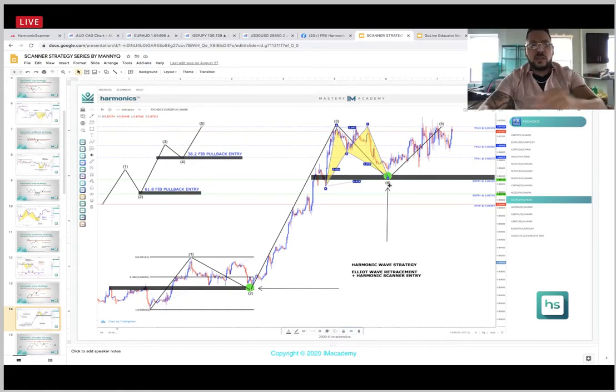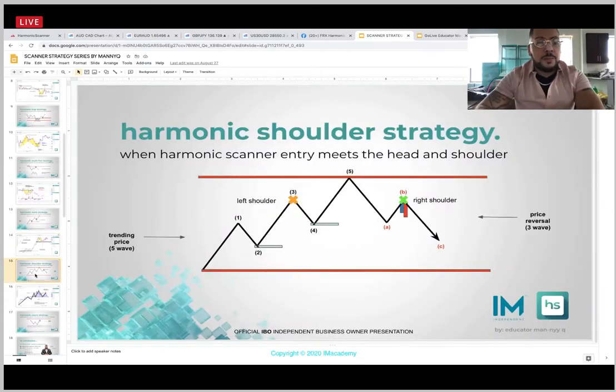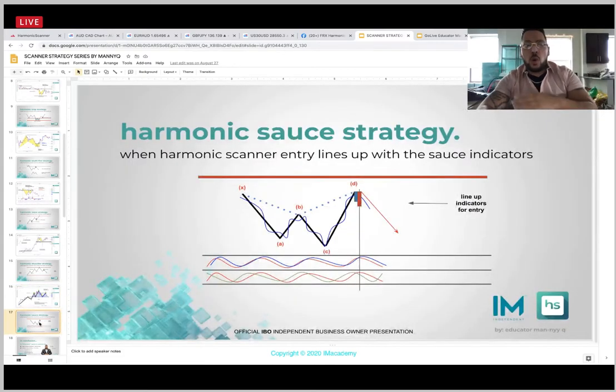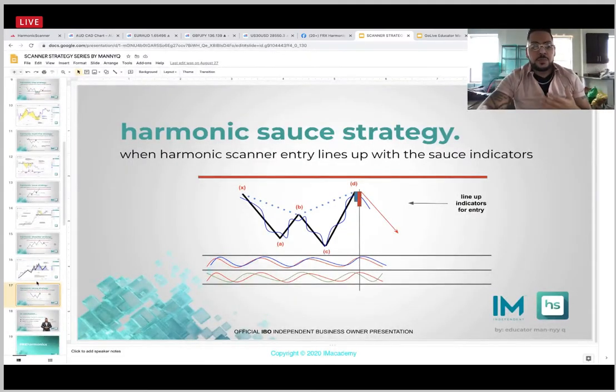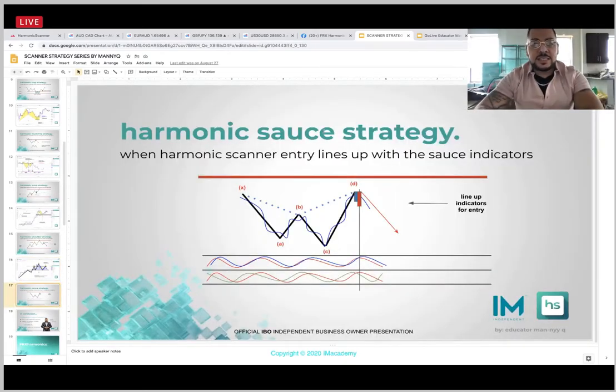That's another overlay. And then one more overlay that we have, shout out to Oren Wright, is the Harmonic Shoulder strategy. This is where the Harmonic scanner is giving us a head and shoulders pattern. So these are all different overlays that are in the market.